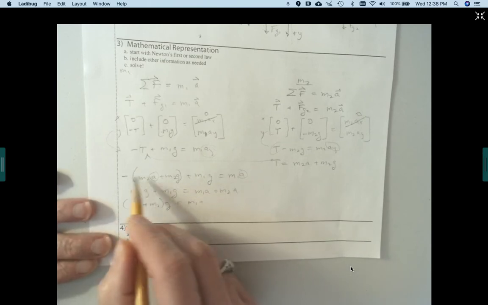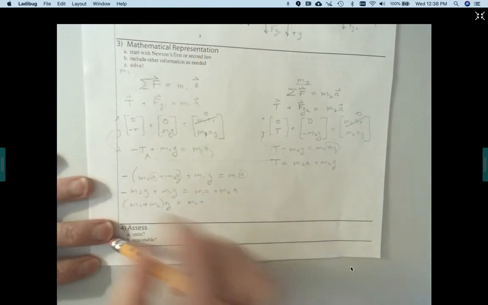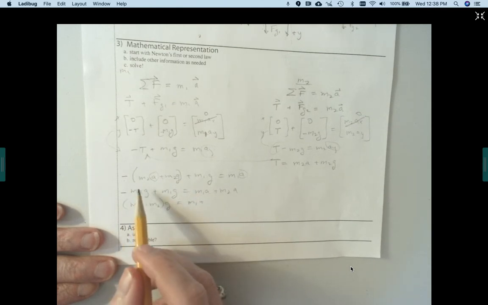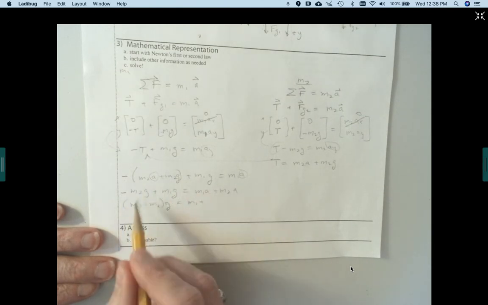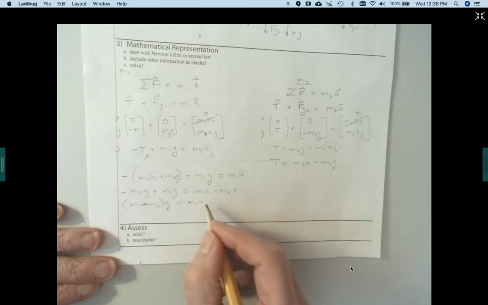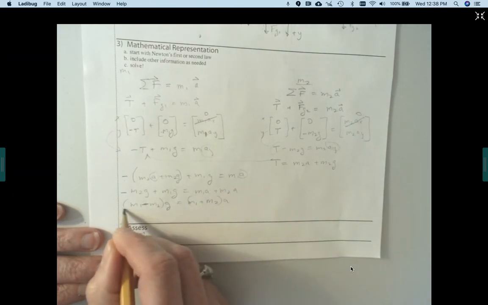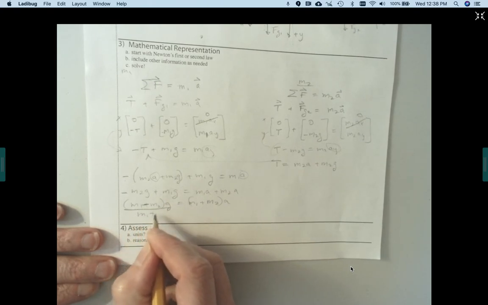nope, I missed my negative sign here. So forgot to distribute that in. Why didn't you guys tell me? All right, so I have negative M2G, so it's M1 minus M2G, and then over here we have M1 plus M2 A, and we can divide both sides by M1 plus M2.